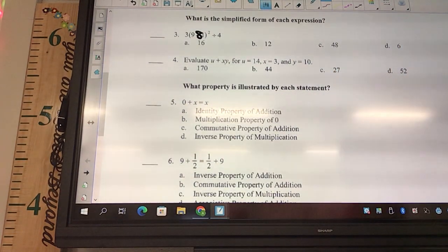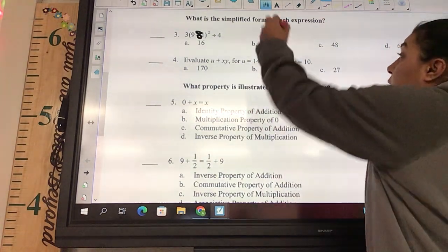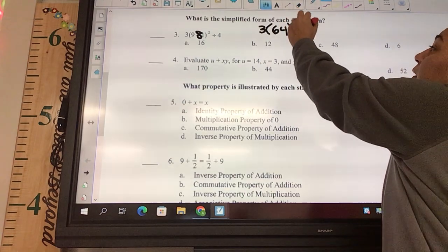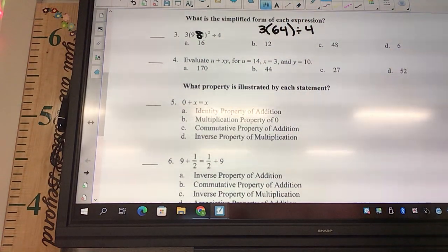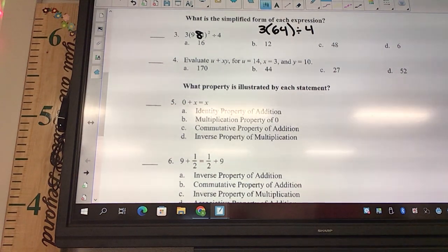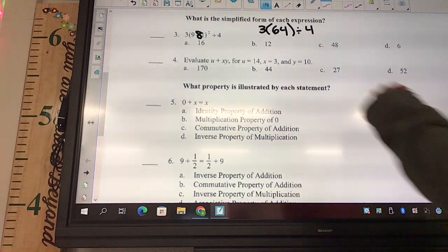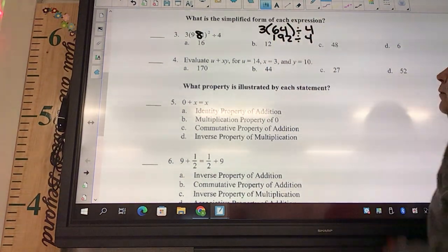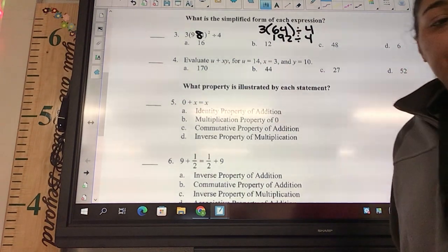8 squared, which is what? 64. So you're going to have 3 times 64 divided by 4. Multiply. What is 3 times 64? 192 divided by 4. 48. What answer choice is that? C.